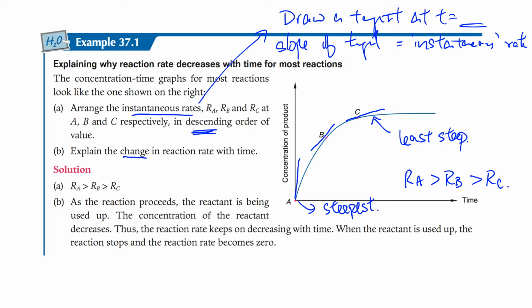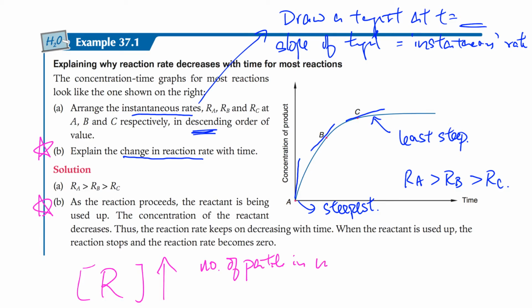So explain the change in reaction rate with time. As time goes by, at the very beginning, this is a very important question, I have to highlight this one. At the very beginning, we will notice that the concentration of the reactant is the highest. Concentration highest means the number of particles in unit volume is highest.